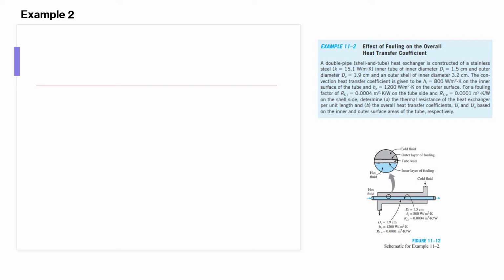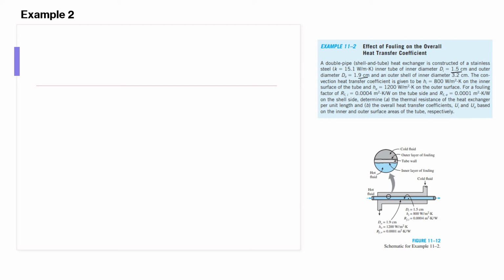So let's read the question first. A double pipe, shell and tube heat exchanger is constructed of stainless steel, K equal to 15.1. Inner tube of inner diameter di is equal to 1.5 cm and outer diameter is 1.9 cm, and outer shell of inner diameter is 3.2. So please do not get confused with all these diameter values.